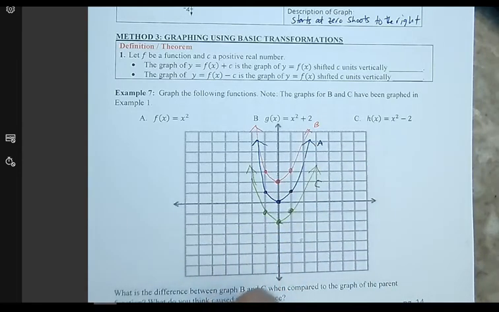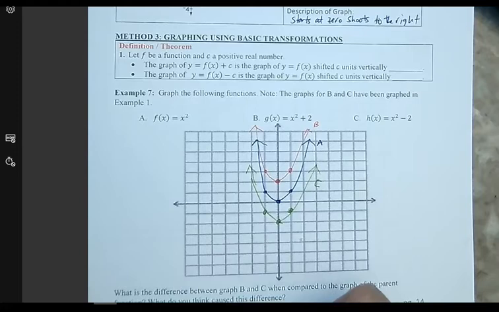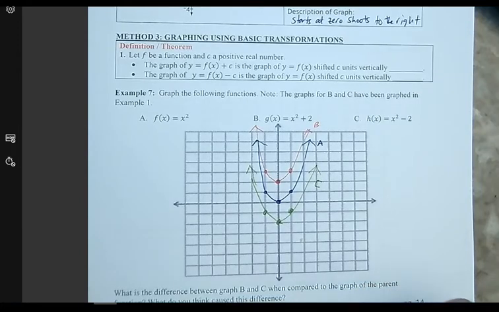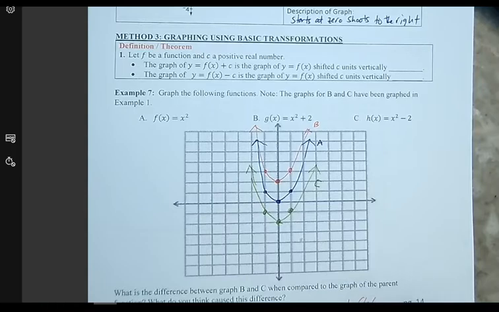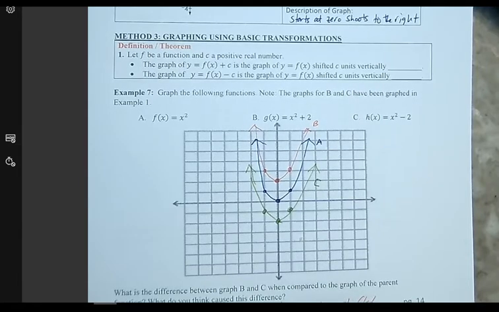So we can say that the difference is that the graph shifted downward or upward when compared to the parent function. And adding a 2 or subtracting a 2 caused the difference.